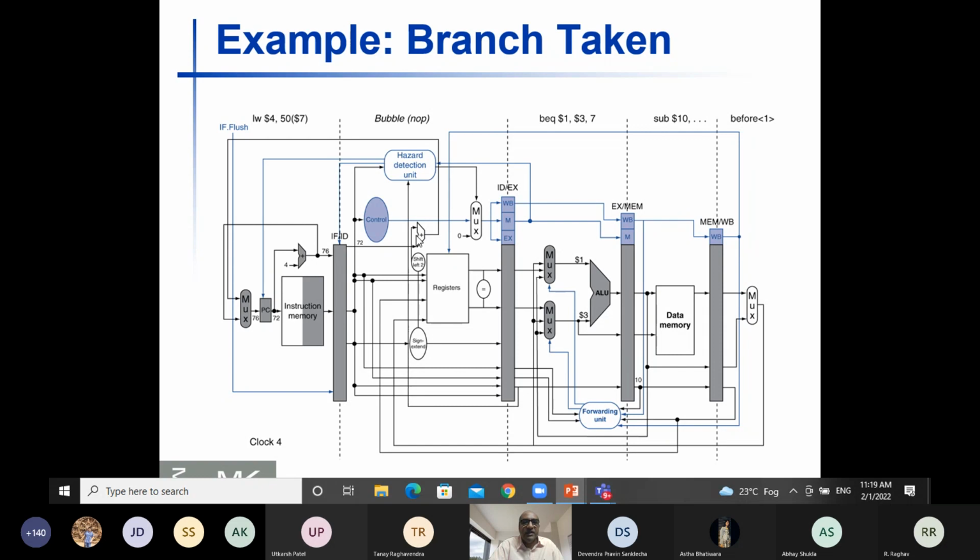And that flushing will be controlled by the branch calculation. If you do it in the second stage, then you need to flush only the first stage, right? Because the instruction loaded there will be flushed, and from the second stage onwards a no-op will be generated, and the bubble will be percolated through the following stages.